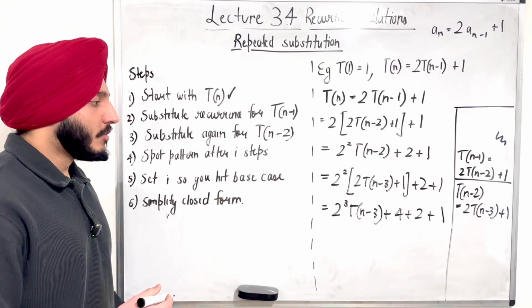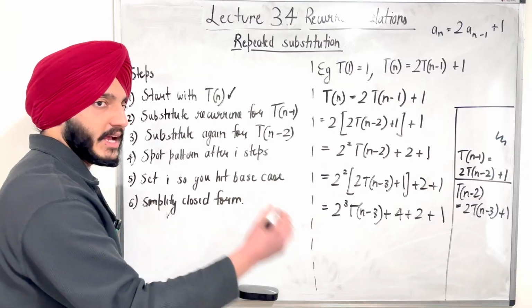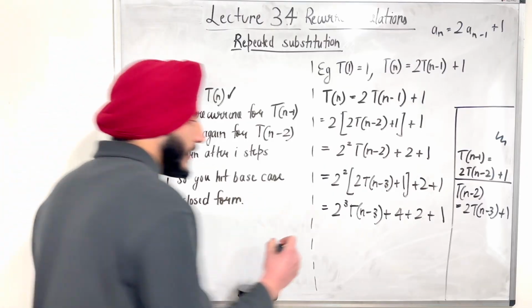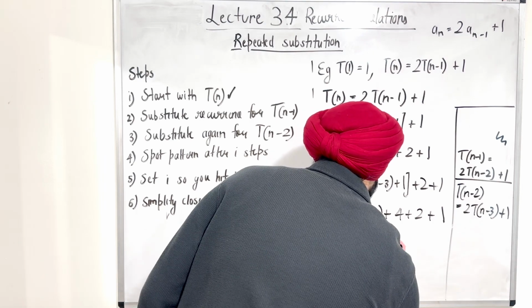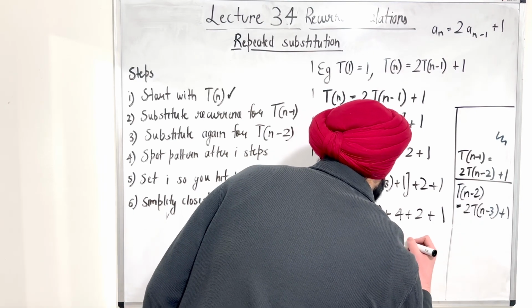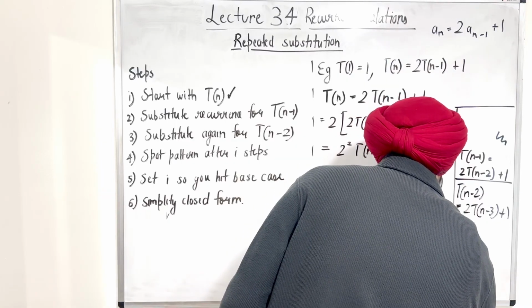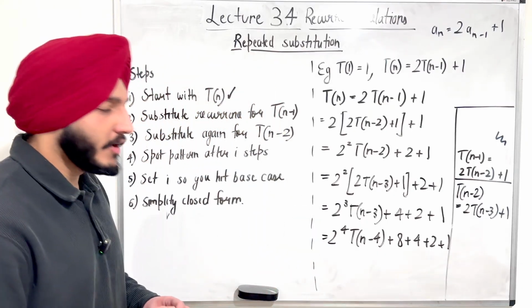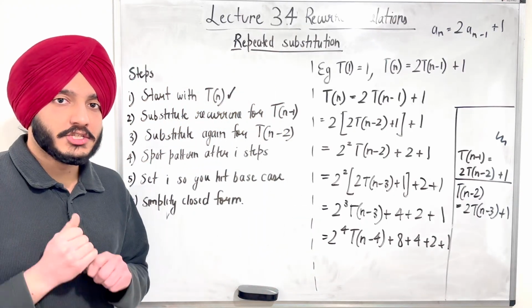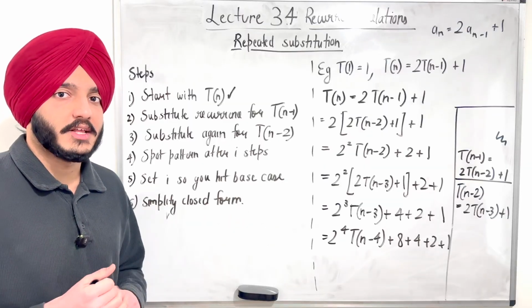Okay, so I can do one final step, and then I think it will make sense. If you solve this one more time, you'll get 2 to the 4 Tn minus 4 plus 8 plus 4 plus 2 plus 1. Now I want you guys to pause the video and try to understand what you think this would be. Try to understand the pattern in this case.